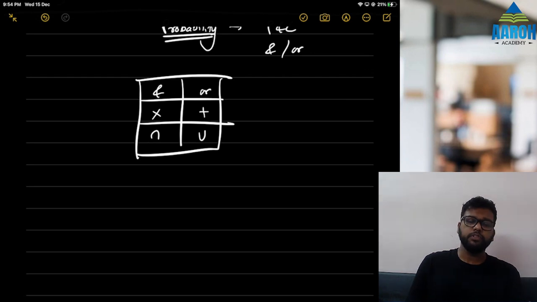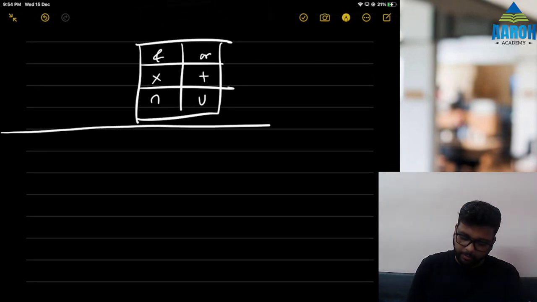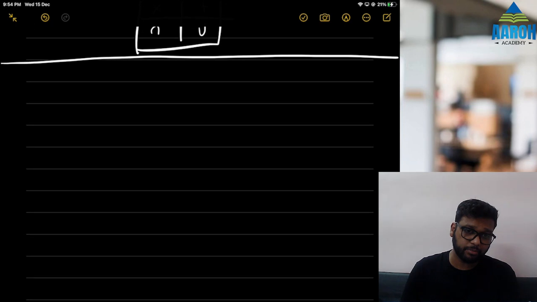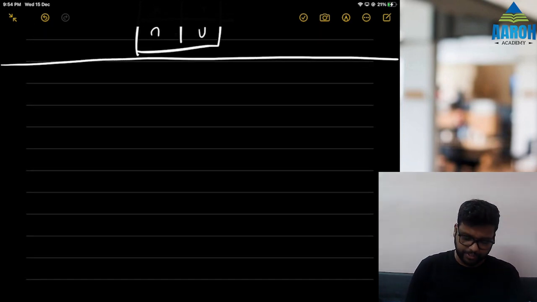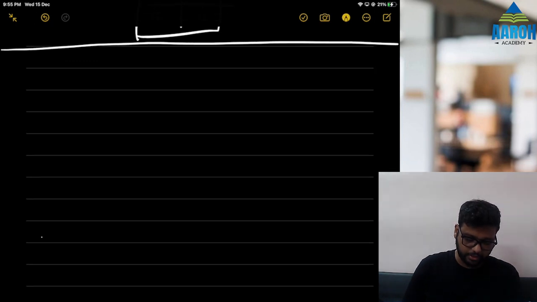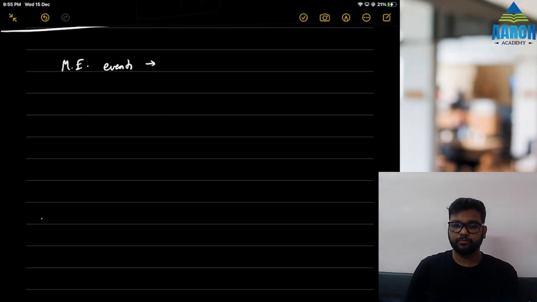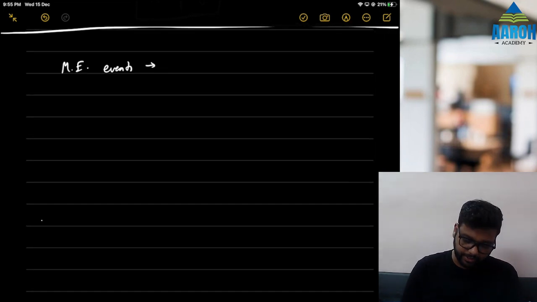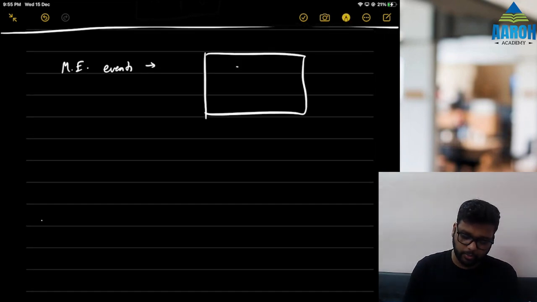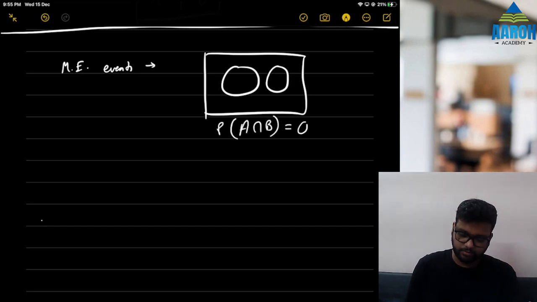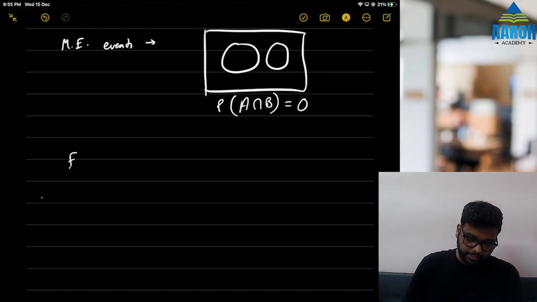Fine. So in probability, there are multiple definitions of probability. One is classical definition. Before going to that, let's define the events. There are three types of events that you should know. What are mutually exclusive events? Events that cannot happen together. Correct. So their intersection is 0. Fine.